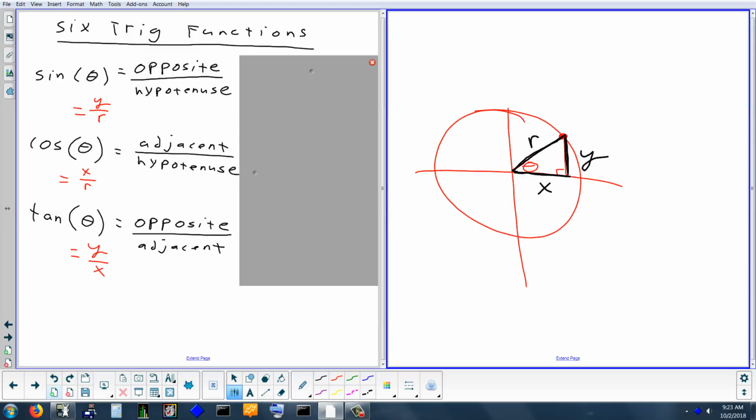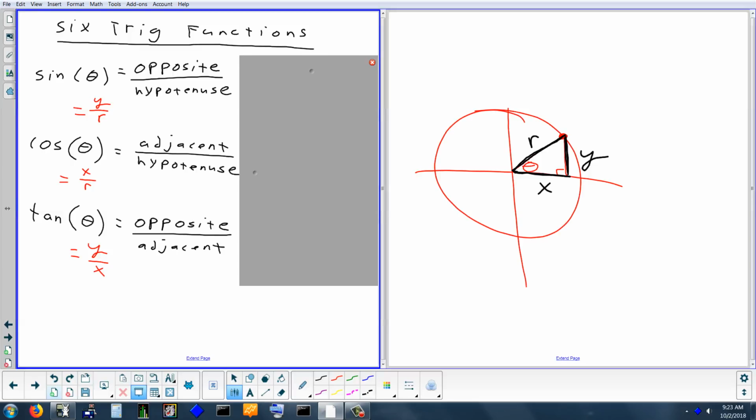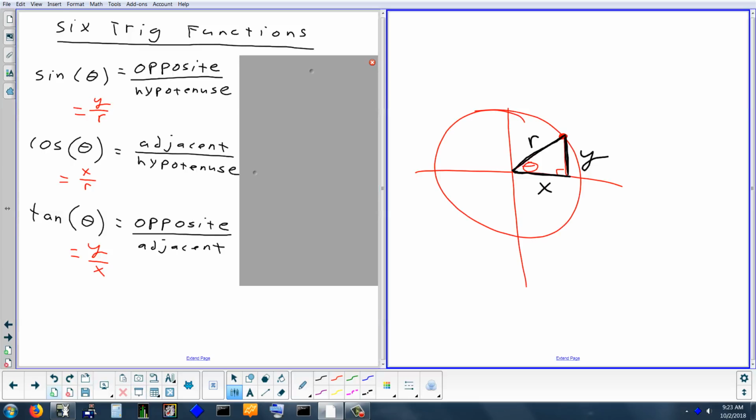So let's look at how this kind of ties in. So last week, sine was y over r. Y over r. Well, from the perspective of theta, since y is the side that's farthest away, what's another name for y that we learned this week? Y is opposite.